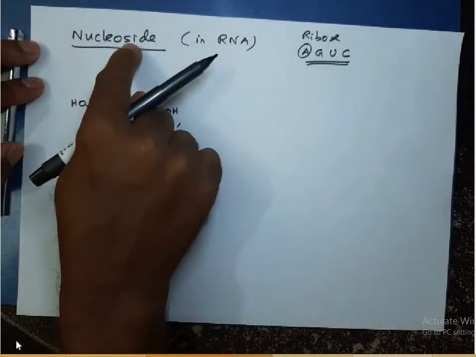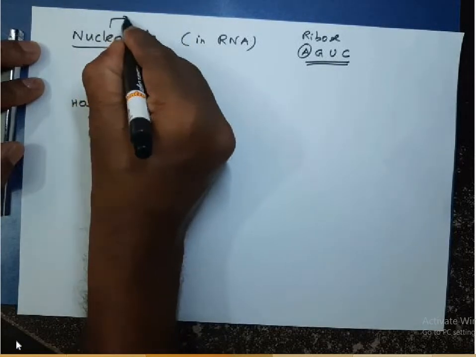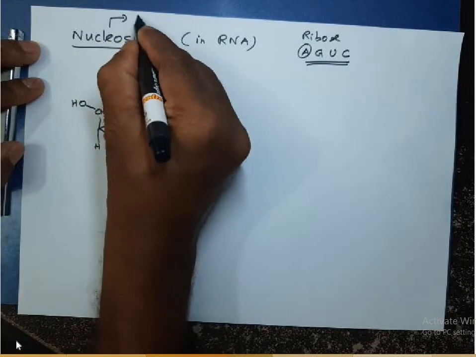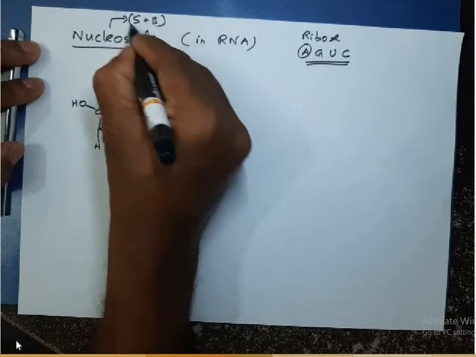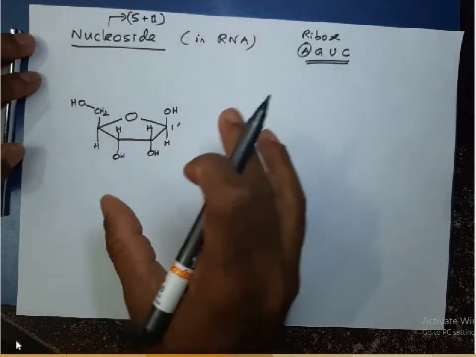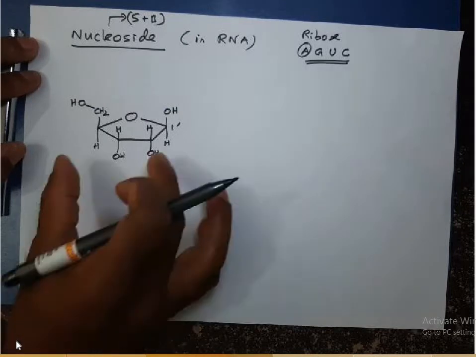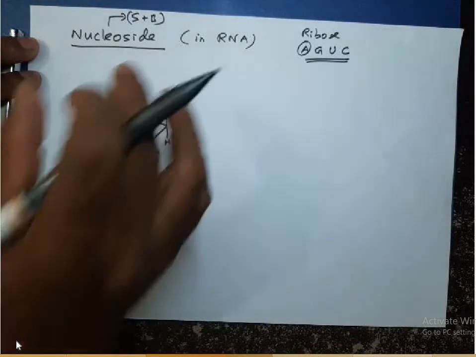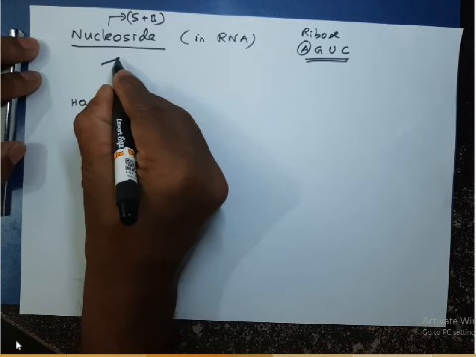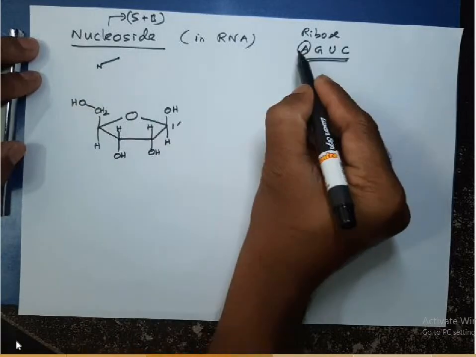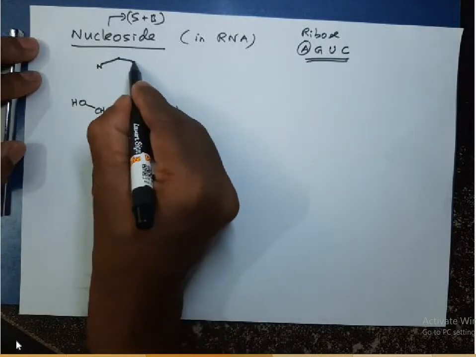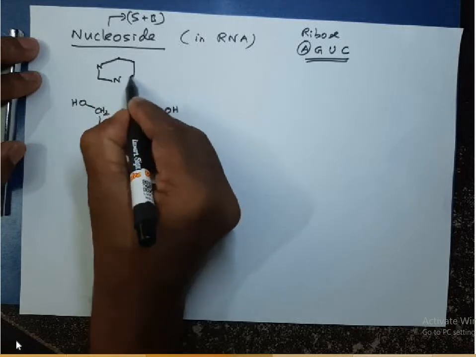And what is nucleoside? I have told you. Nucleoside is nothing but a combination of sugar and base. When a sugar and a base join, you will get what is called nucleoside. Now I have taken sugar and now I will take base. I will draw the base here. I have taken adenine as an example, so let me draw the structure of adenine.